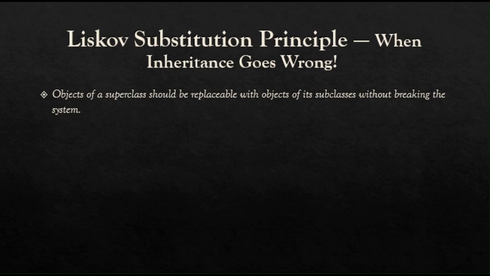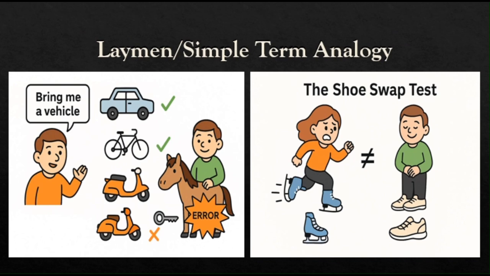Let's understand this with a plain analogy. If a parent asks their child to bring a vehicle, they expect anything that drives. It could be a car, it could be a bike, it could be a scooter, all working the same way. But if the vehicle turns out to be a horse that refuses to start with a key, the substitution fails. So every subclass should behave like the parent it replaces. Let's understand this at code level.